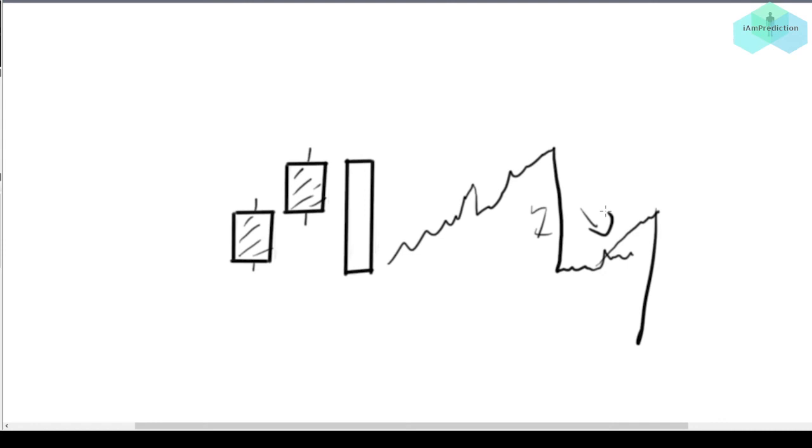Okay guys, this is the basics of candlesticks. In the future we're going to discuss candlestick patterns with real life examples and how to trade them.